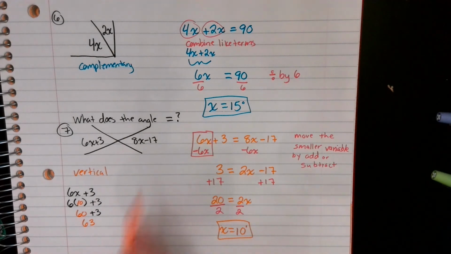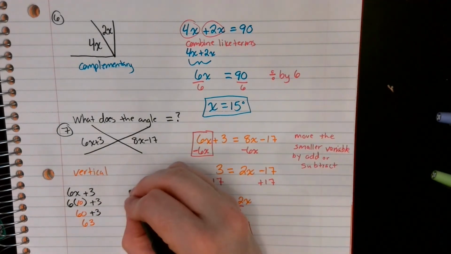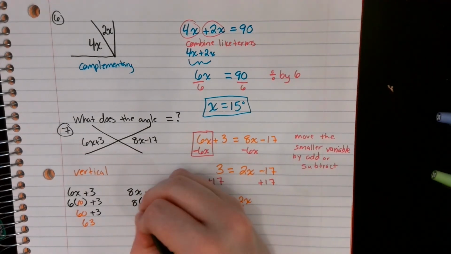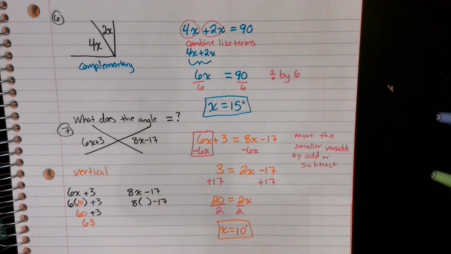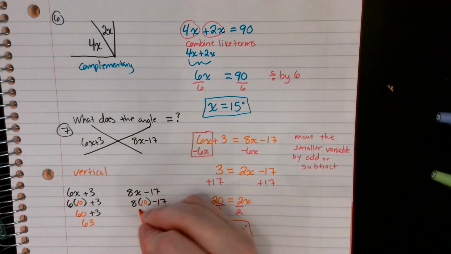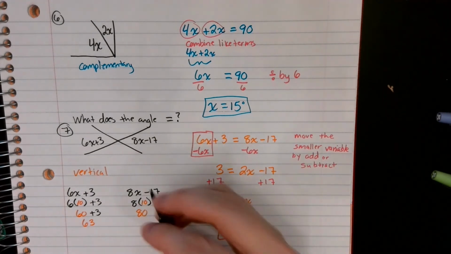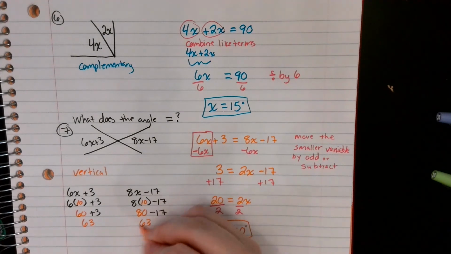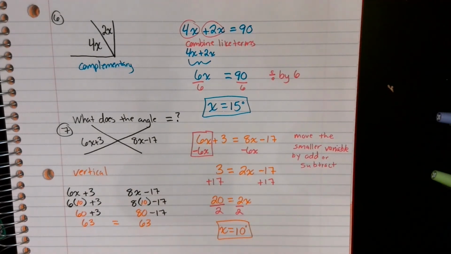And it does not matter which one of these angles you choose. If I chose the 8x minus 17, it's the same idea. 8x minus 17 means I'd be doing 8 times the 10 minus 17. Well, 8 times 10 is going to give me 80, and then 80 minus 17 is also going to give me 63. Those are equal to each other.